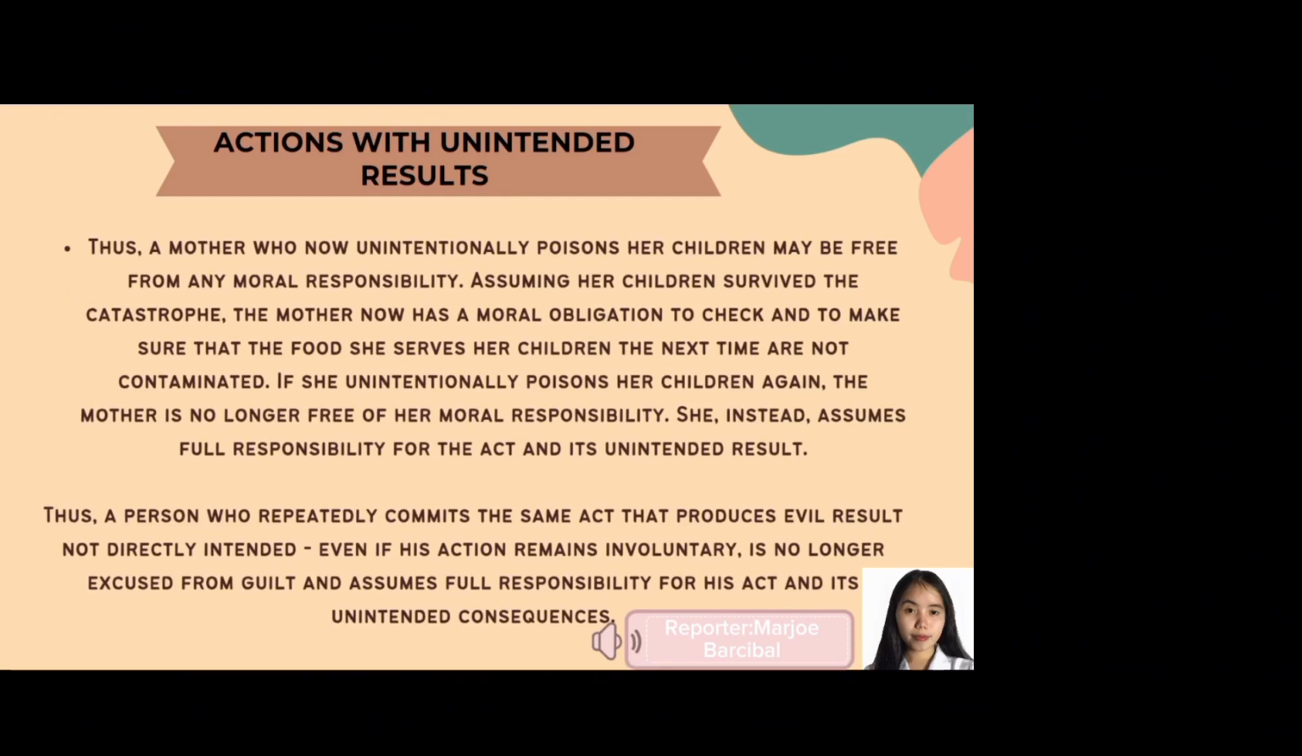If she unintentionally poisons her children again, the mother is no longer free of her moral responsibility. She instead assumes full responsibility for the act and its unintended result. Thus, a person who repeatedly commits the same act that produces an evil result not directly intended, even if his action remains involuntary, is no longer excused from guilt and assumes full responsibility for his act and its unintended consequences.